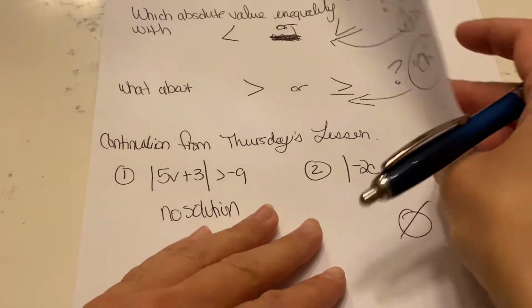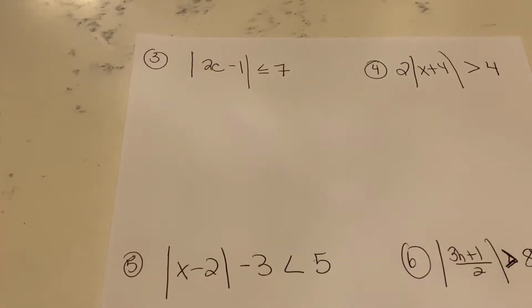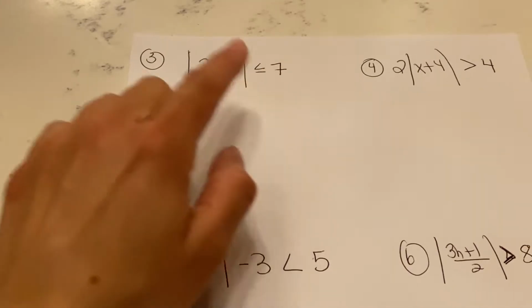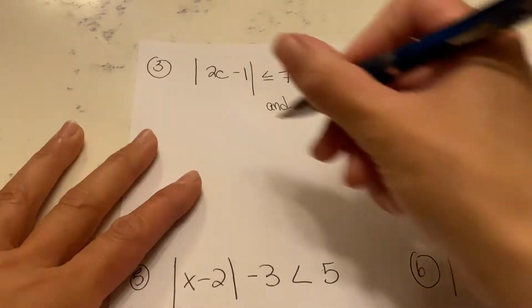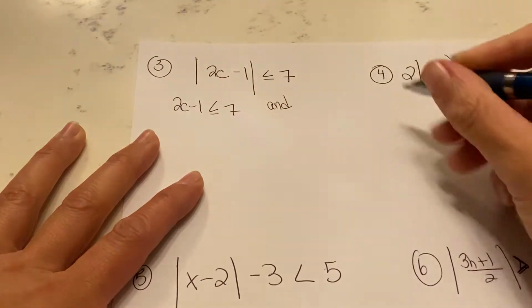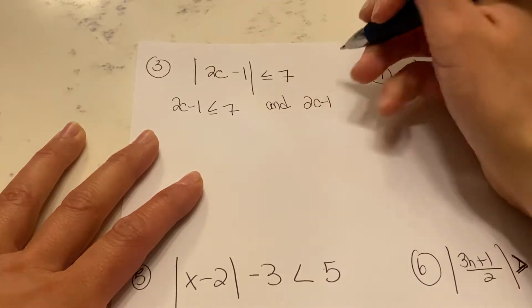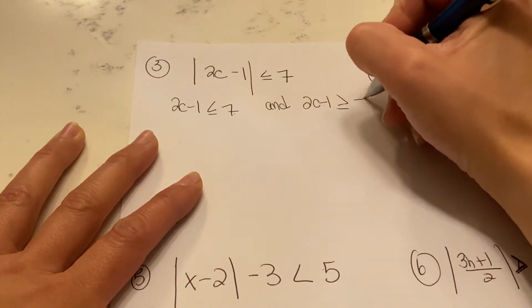Okay? So let's try some more problems. Okay? It doesn't equal a negative. I'm good. This is a less than. So what I'm going to do is write an and. Okay? I'm going to write the first problem exactly how it's written. Then the second problem, I leave the left-hand side the same. I flip the symbol, and the 7 becomes negative.